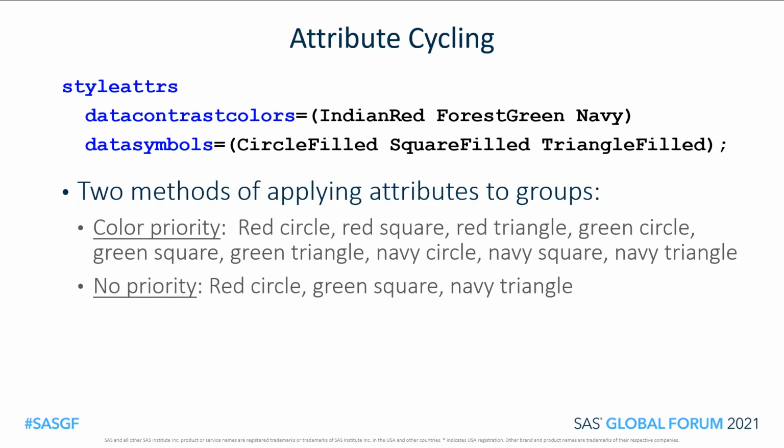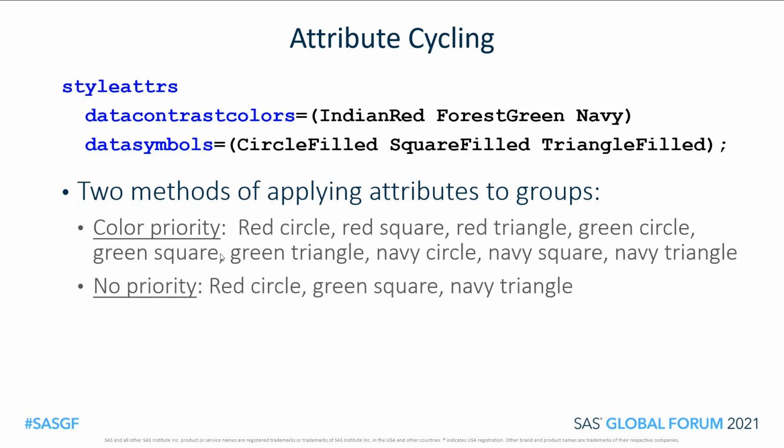So in other words, the first group would have a red circle, Indian red that is, the second group would have the red square, and the third group would have the red triangle, and then after having used up all the symbols, it would cycle back to the next color. So then the fourth group, if there were a fourth group, would have forest green, circle, and then the green square, then the green triangle, and so on. So potentially as many as 9 distinct groups here. However, that's not what we want.